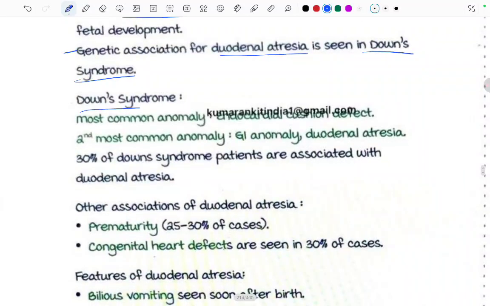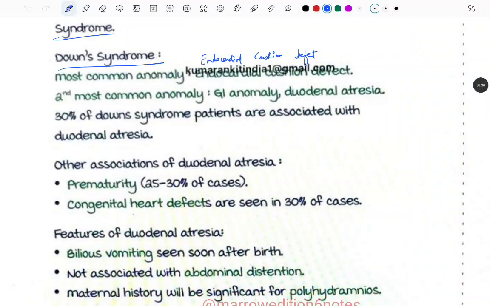Now, in the Down syndrome, the most common anomaly is endocardial cushion defect, and the second most common anomalies are the GI anomalies, including duodenal atresia. 30% of the Down syndrome patients are associated with duodenal atresia.